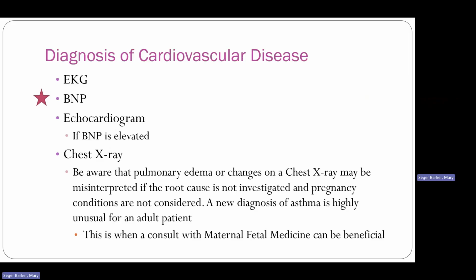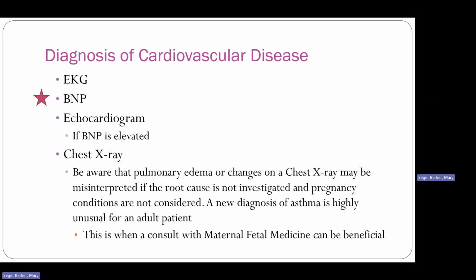So how do we diagnose cardiovascular disease in the pregnant woman? Well, we can do an EKG, a BNP, which we'll talk about in the next slide, an echocardiogram if the BNP is elevated, and a chest X-ray. However, be aware that pulmonary edema or changes on the chest X-ray may be misinterpreted if the root cause is not investigated and pregnancy conditions aren't considered.